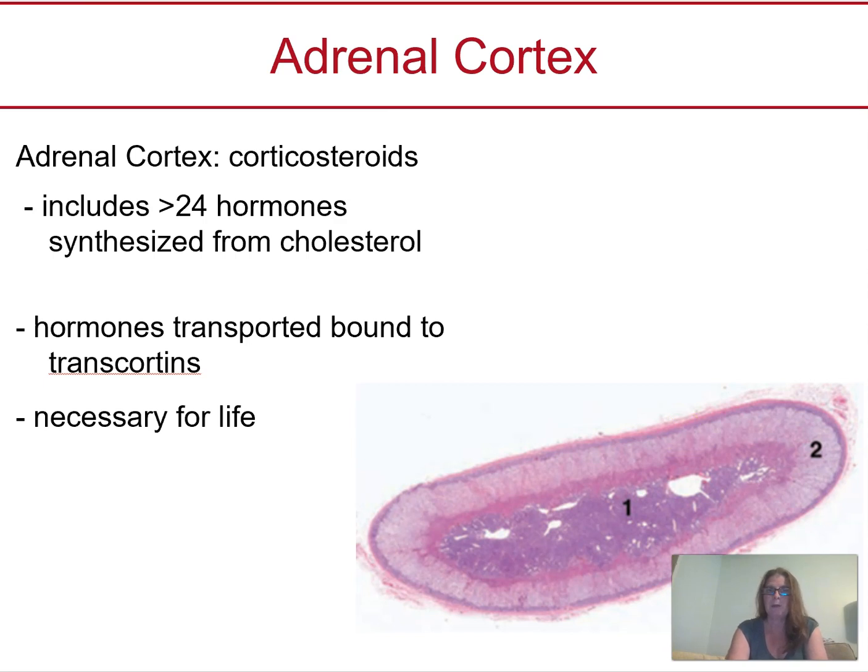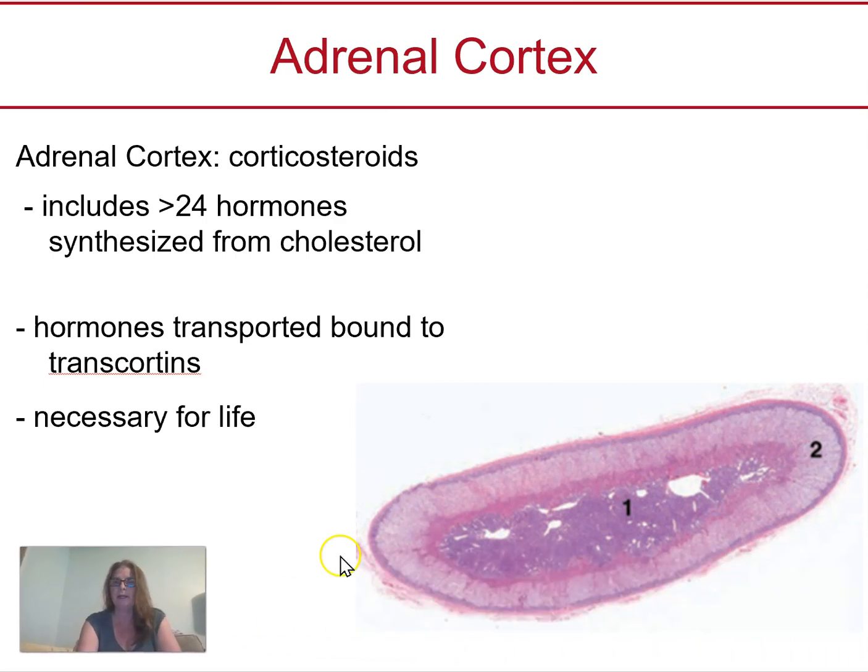So this is another picture of the adrenal gland. You can see number 1 is showing you the adrenal medulla, and number 2 is showing you the adrenal cortex. And as we mentioned, these hormones come from cholesterol. They do need protein transporters to carry them through your body because they're lipids, and plasma is mostly water. And so when we're looking at the cortex, a lot of times you might see the word corticosteroid, and corticosteroid means the hormone comes from the adrenal cortex.